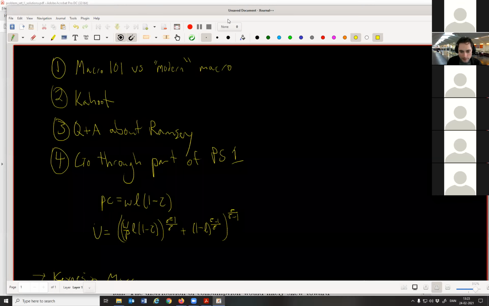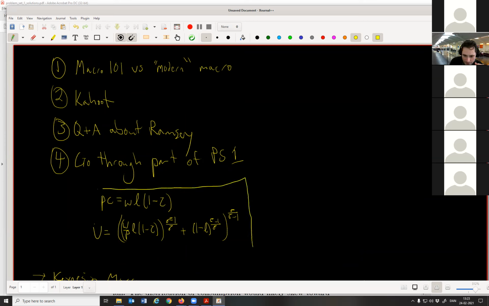I wrote out the beginning of the question here. Maybe I can just keep writing here. Okay, so here's the setup. So this is the budget constraint. Okay, and I'm going to divide both sides by P, and then I'm going to substitute out consumption in the utility function.